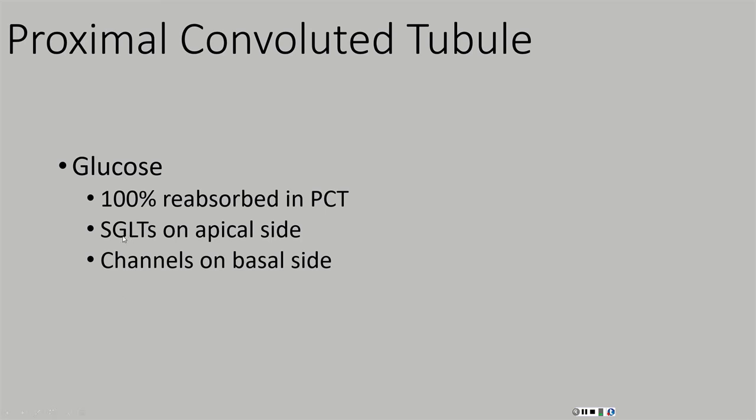Now, we have sodium glucose transporters on the apical side. Then we have channels on the basal side. So we're moving glucose into the cell on the side closest to the filtrate. The glucose comes in with sodium. As it passes through the cell on the basal side, the side facing the blood vessels, there are just channels that allow glucose to pass through into the interstitium and ultimately into the blood to be carried away.